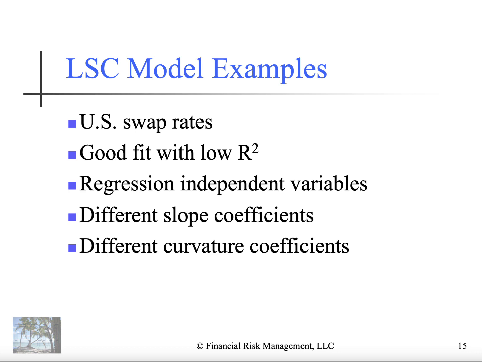We'll look at the US swap rates. It provides a very good fit. Sometimes a good fit has a very low R squared, and we'll look at examples of that. We'll look at different slope coefficients and different curvature coefficients to try to understand how this model works.